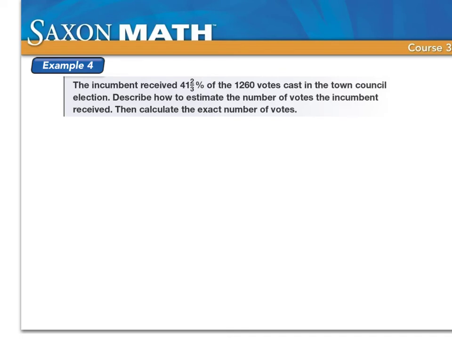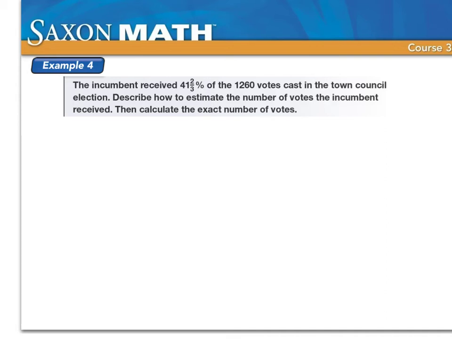Example 4 says the incumbent received 41 2/3% of the 1,260 votes cast in the town council election. An incumbent is just somebody who's already in office. So for example, in the 2012 election, President Obama was the incumbent because he was already the president. It says describe how to estimate the number of votes the incumbent received. Then calculate the exact number of votes.